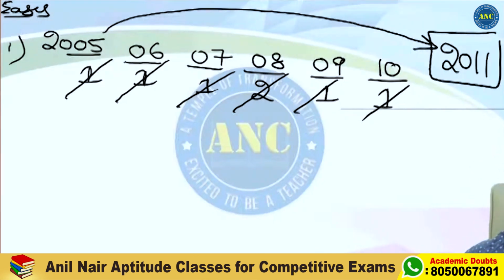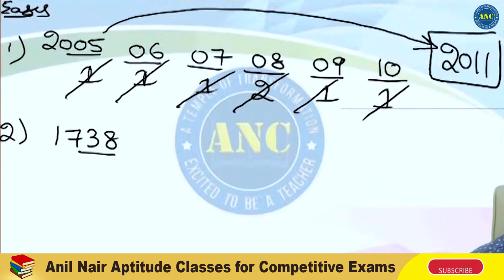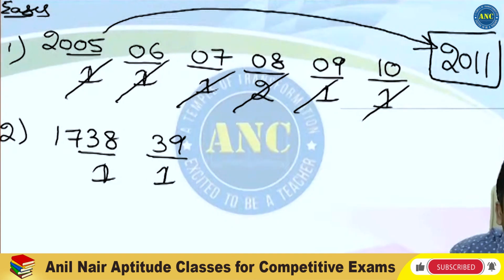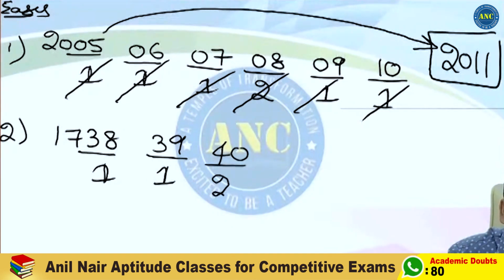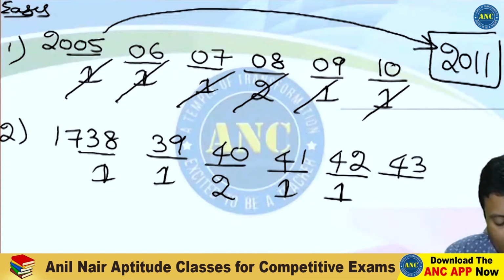First example. Second example. 1738. It is a non-leap year, so it is 1. 39, non-leap year, 1. 40, it is 2. 41, it is 1. 42, it is 1. 2 plus 2, 4, 4 plus 2, 6, which is nothing but 1. 1 plus 1, 2, 2 plus 2, 4, 5, 6, 7.